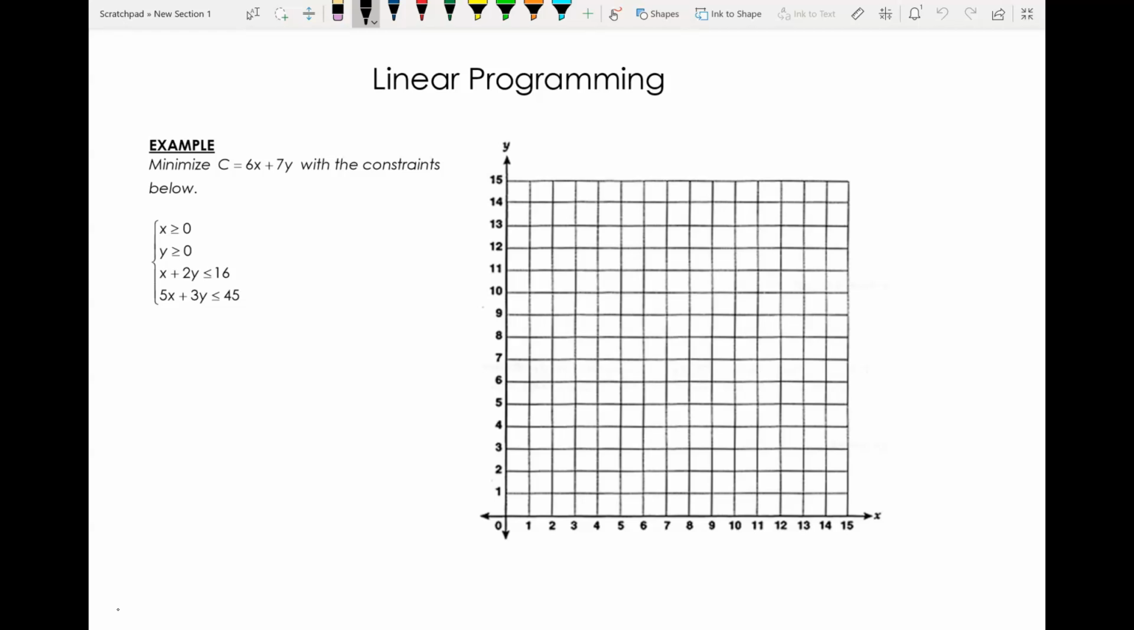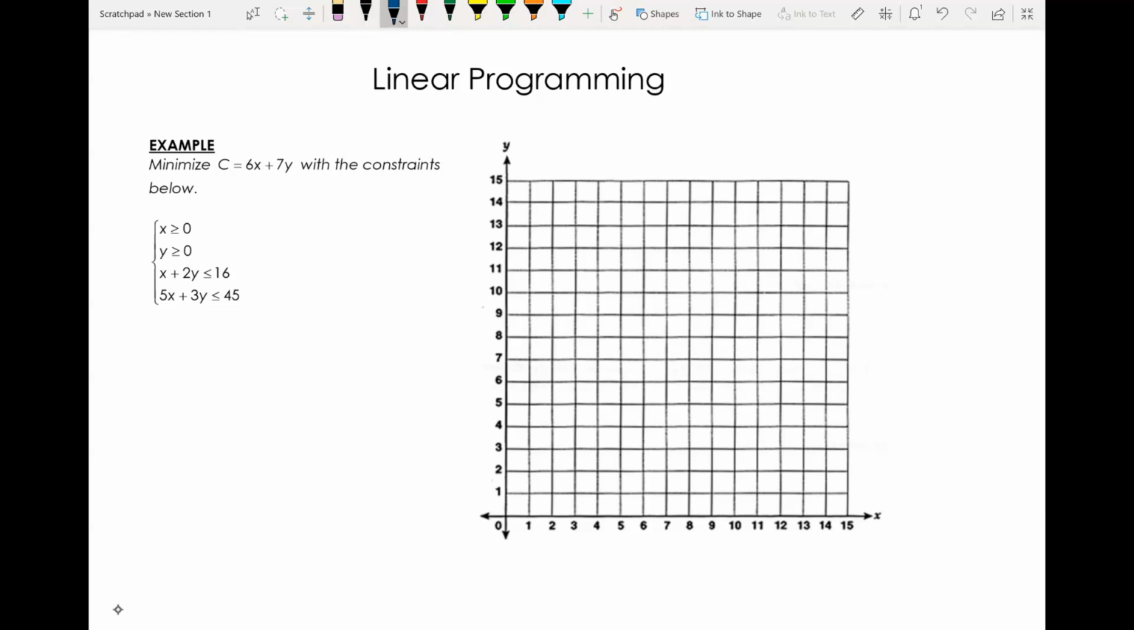You can kind of simplify it and say businesses that make two different products that want to maximize their profit or minimize their cost. We're not going to put word problems to it here, but it can be used in that regard. The way that we're going to use it is basically we're going to plot the system of equations. We're going to plot the solution set, and I'll talk about where this c equals 6x plus 7y comes in later. But for now, let's graph the system of inequalities.